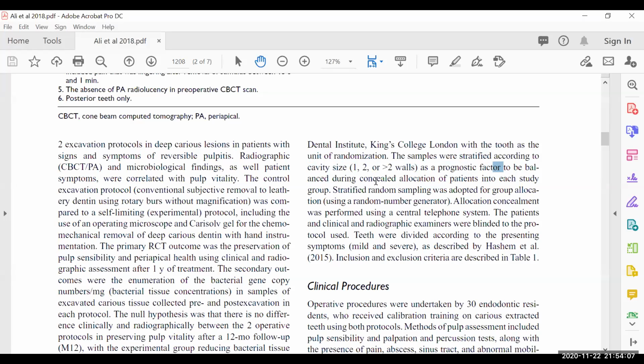During concealing allocation, allocation should be concealed from the investigator, from the patient and from the assessor by using a random number generator or computer random number generator. And the allocation concealment was performed using a central telephone system.